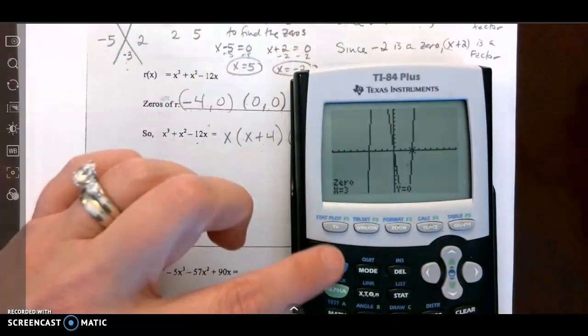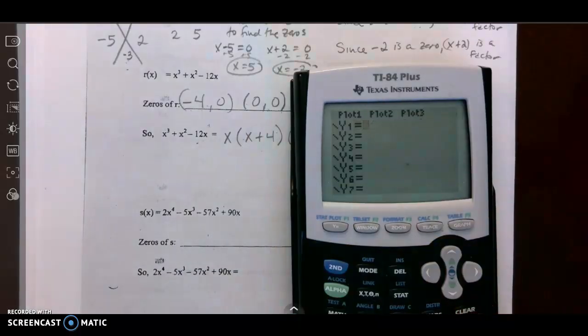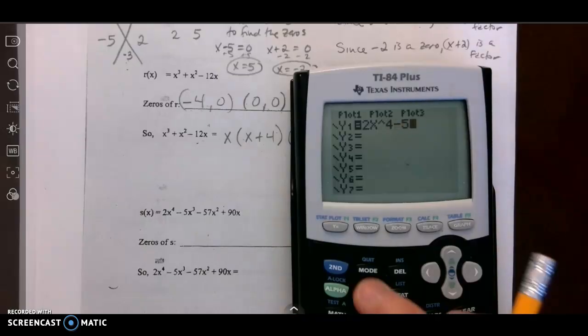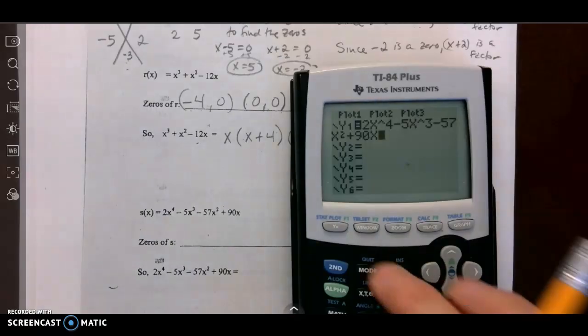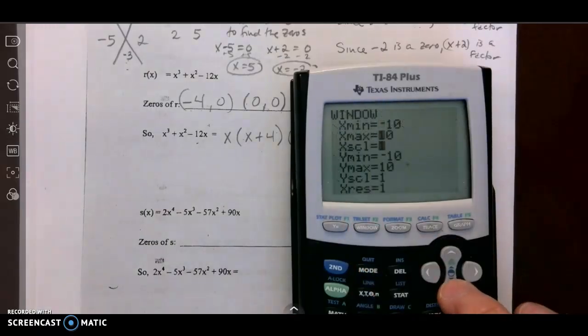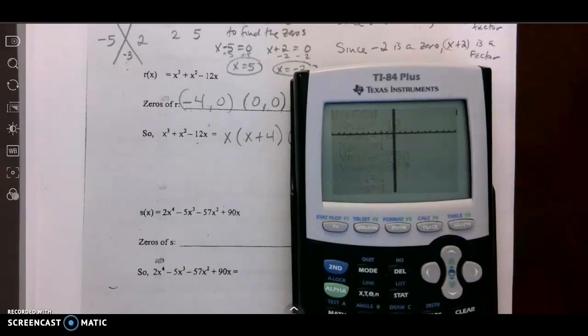So let's put the equation in first. Let's go to y equals. I've got 2x to the 4th minus 5x to the 3rd minus 57x squared plus 90x. And then what I want to do is change my window so that my y minimum is negative 750, and my max is, let's say, 300. And there is that curve.